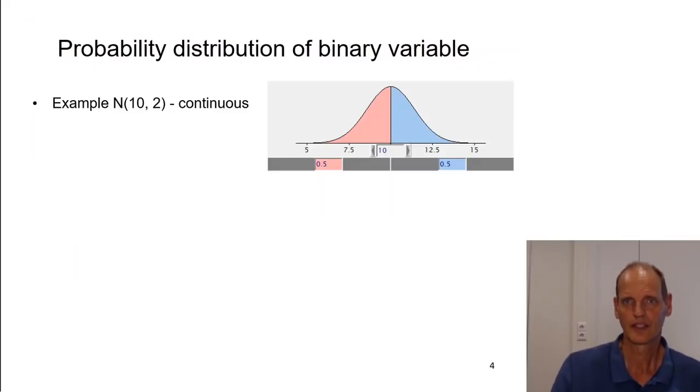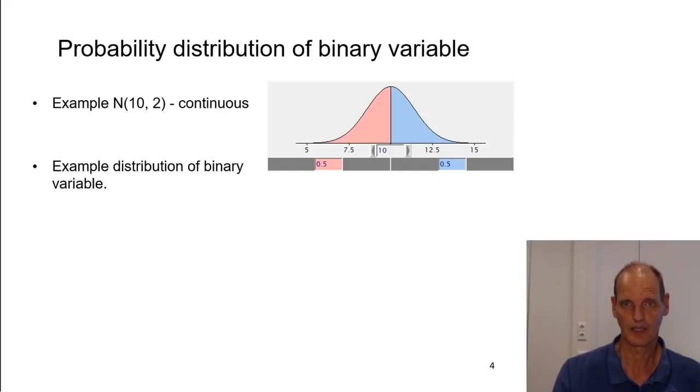Let's have a look at the probability distribution of a binary variable first. We know what a normal distribution looks like. Here we have an example of a normal distribution with mean 10 and standard deviation 2. So that is an example of a continuous variable. What if we have only two possible outcomes? Well, then it might look like this.